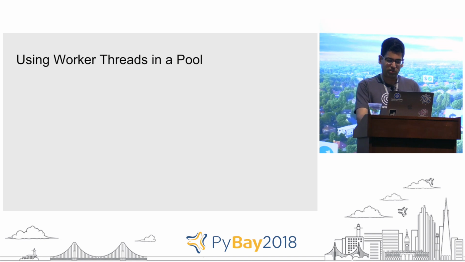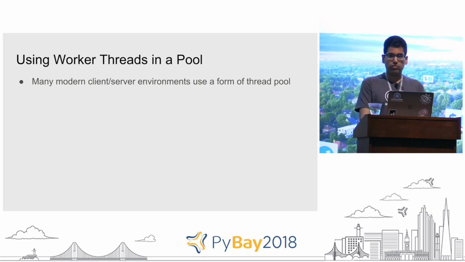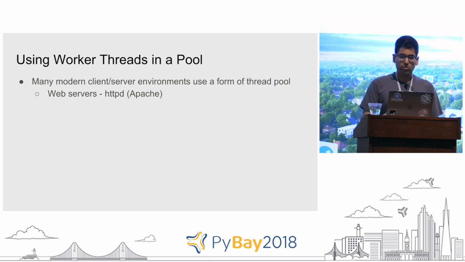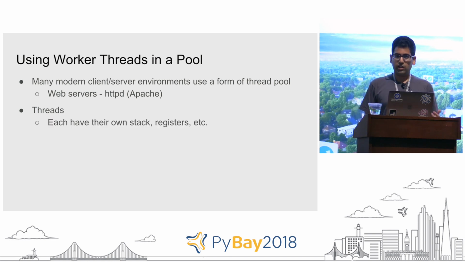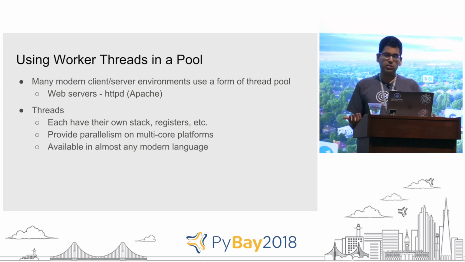So how do we maintain concurrency and throughput and still service each customer optimally? The first try at this is using worker threads in a pool. Many modern client-server applications have used a form of thread pool. For example, the HTTPD, Apache, actually one of the most basic configurations of Apache is just a thread pool of several workers. Threads, many of you probably know this, each one has their own stack, their own registers, their own context, basically. And really, they're optimized to provide parallelism on multi-core platforms. And they're available in almost any modern programming language.